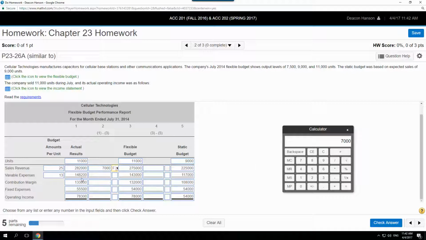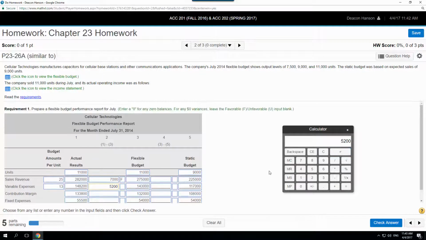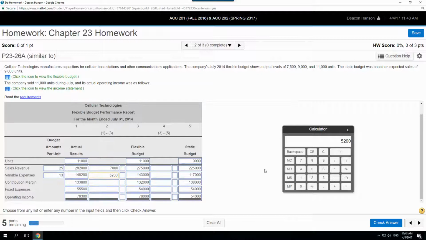Now we'll go down. We're going to take our actual variable expenses and subtract our flexible budget variable expenses. 148,200 minus 143,000. Now that's 5,200. I don't think we need to show it as negative. A lot of times if it's unfavorable, we would show it as negative. For this problem, it doesn't appear that they're asking for that, but we'll try it this way.